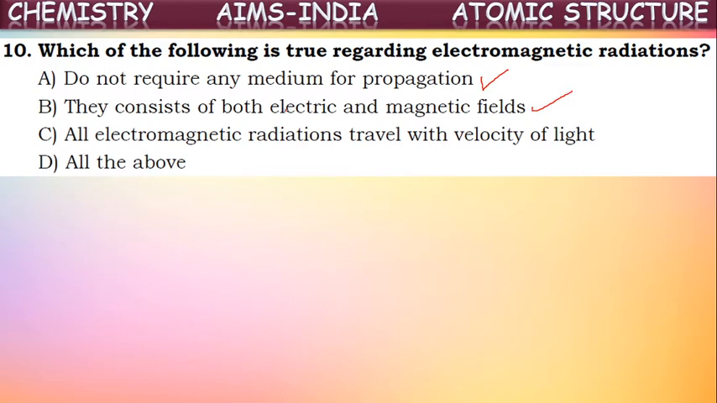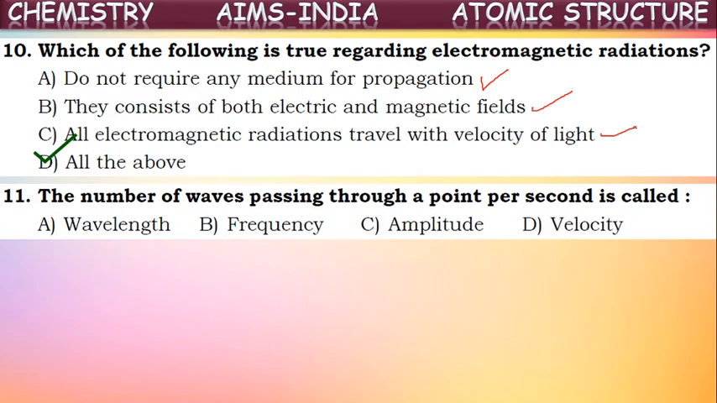Next one, all electromagnetic radiations travel with velocity of light. Yes, this is also true. All the electromagnetic radiations travel with the velocity of light, that is 3 into 10 to the power of 8 meters per second or 3 into 10 to the power of 10 centimeters per second. This is the velocity of all kinds of electromagnetic radiations. So this is also true. Now what will be the correct answer? Yes, it is here, all of these.